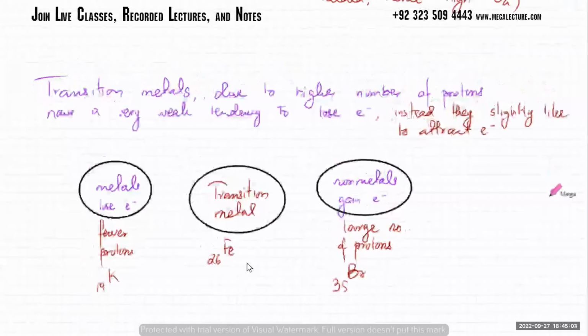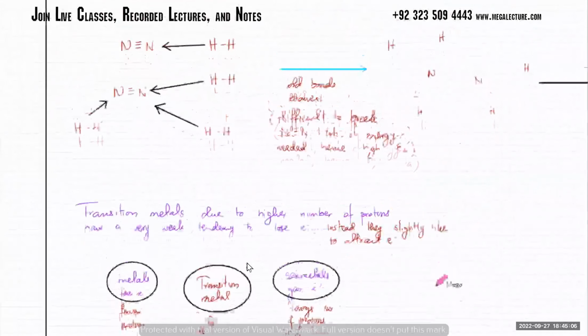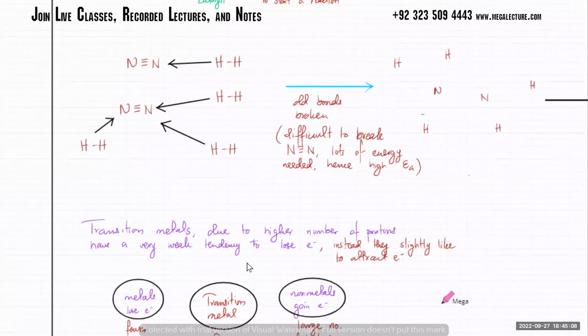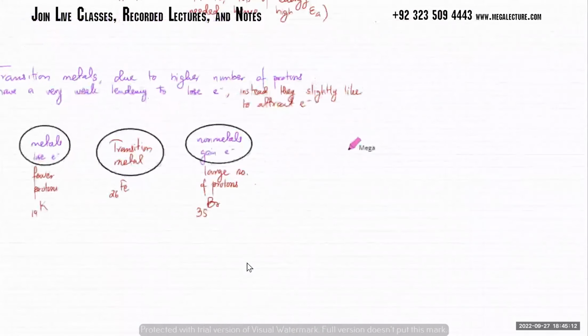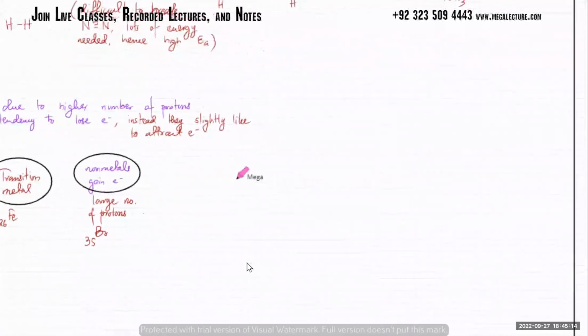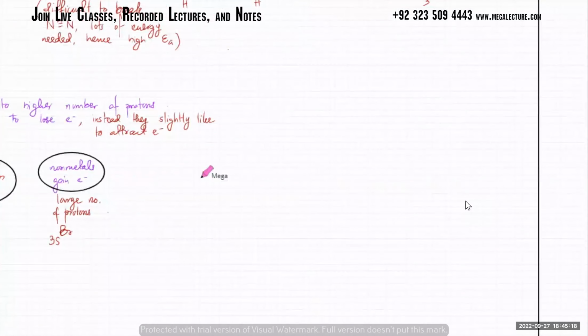Now, why is that important? Why is that important in context of the Haber process? The reason that's important is, okay, this iron will do two things. It will make it easier to break the N triple bond N. So let me just finish this off here.